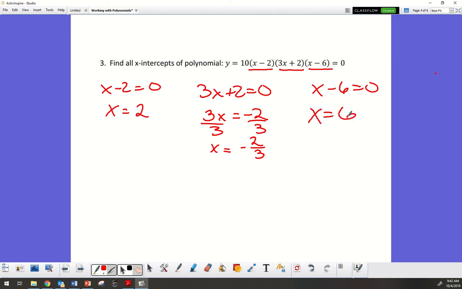And now the last thing I have to deal with is this number out front. So whatever's out front, let's see. Does 10 equal 0? 10 does not. If there was a variable here, then that might work out. But because there's no variable, 10 does not equal 0. So there's nothing that's going to make 10 equal 0. Okay? So my answer is here, here, and here.